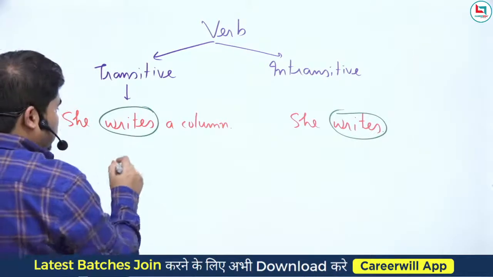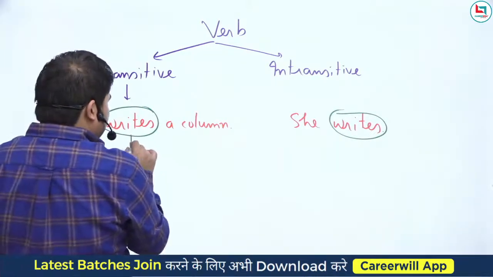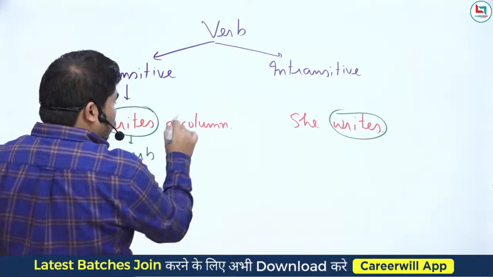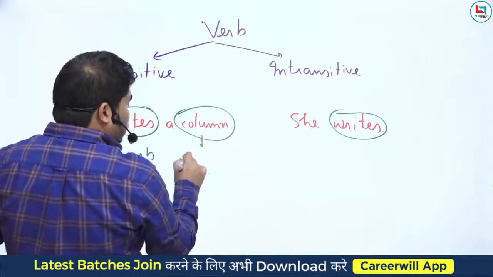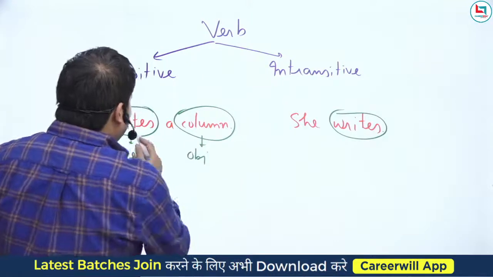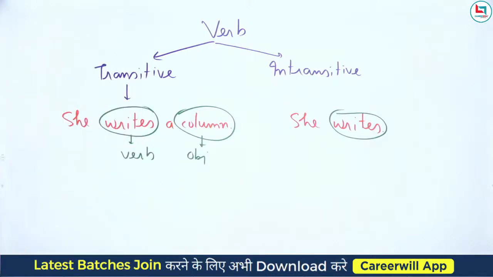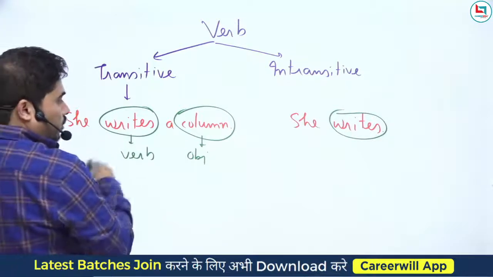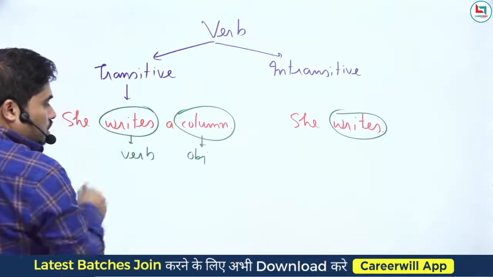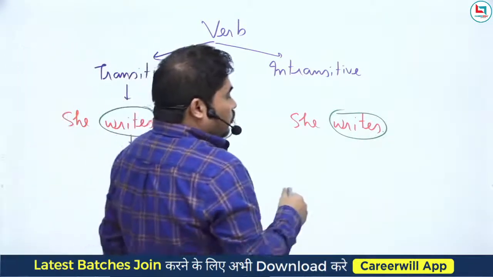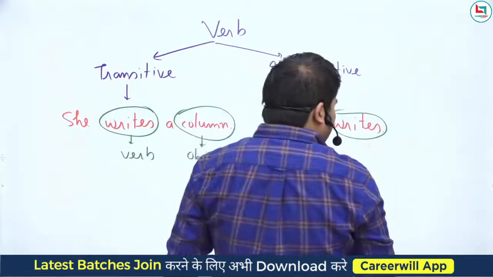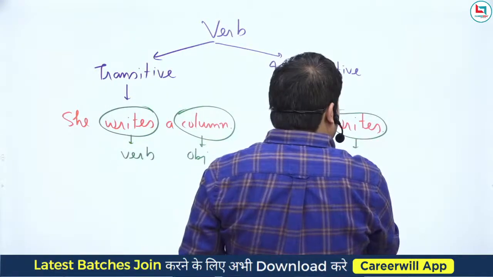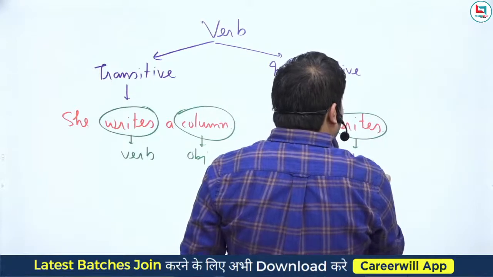Whenever there is an object of the verb, like writes is the verb and it has its object, a column, right? This is the object of the verb. In that case, this writes will be called what? Transitive. Like if you ask this question, what does she write? The answer you get is a column. So this is the object. And here, if you ask what does she write, there is no information. So this is intransitive, it doesn't have its object, right?